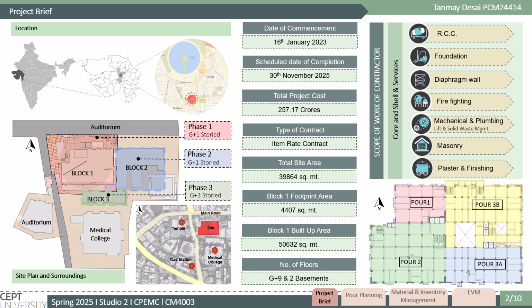257.17 crores and the type of project contract is an item rate contract. The total site area is 39.8 thousand square meter. Block 1 footprint area is 4.4 thousand square meter and its built up area is 50.6 square meter. It is a G+9 structure with two basements. The scope of work of the contractor includes RCC, foundation, diaphragm wall, firefighting, mechanical and plumbing services, masonry work, and plastering and finishing. The building is divided into four pours, namely pour 1, 2, pour 3A, and 3B as shown.